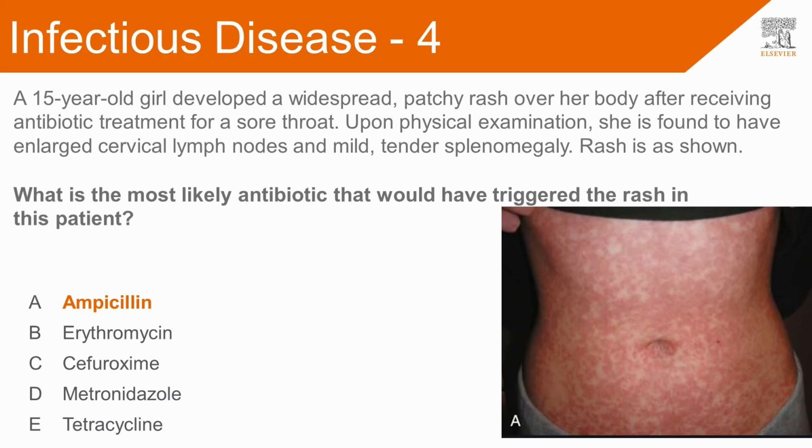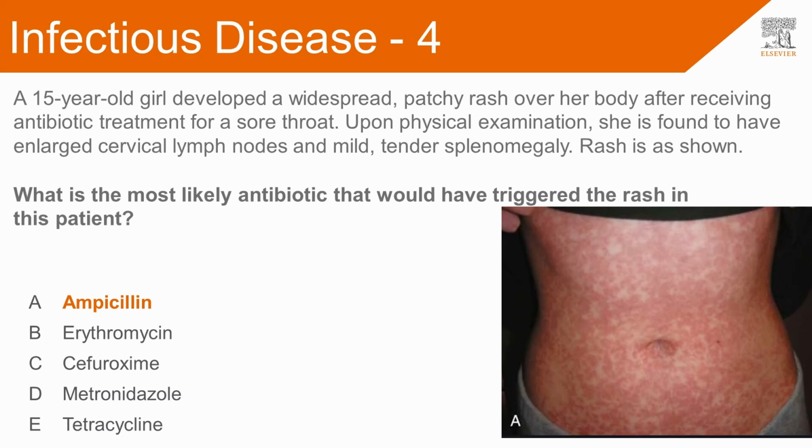Could it be Kawasaki disease? Kawasaki is a vasculitis which primarily affects children and causes a rash, cervical lymphadenopathy, splenomegaly, and fevers as well. However, what this particular case said is that this patient only developed this rash after being given antibiotics, in which case ampicillin is going to be more likely the correct answer than anything else.